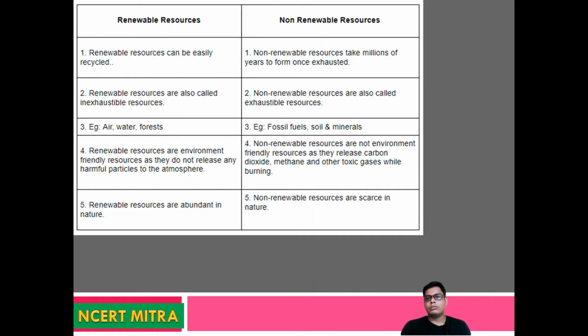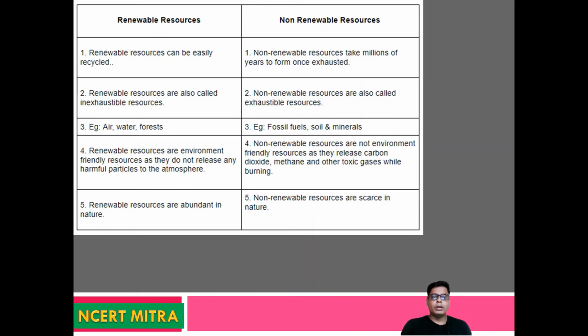Non-renewable resources are not environment friendly and release a number of gases: carbon dioxide, methane, carbon monoxide, sulfur dioxide, toxic gases, and also ashes. All of this is released with smoke, from fuels like coal and petroleum. That is very harmful for our environment.